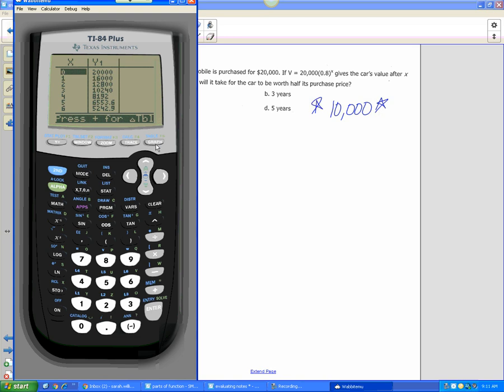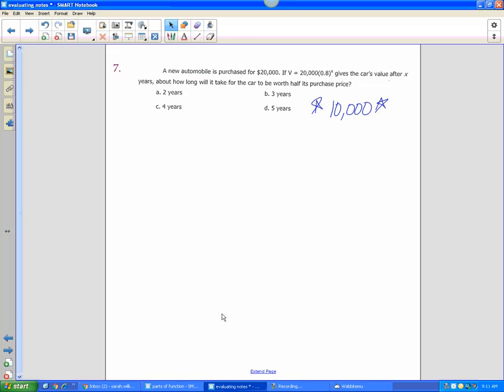So let's see what the question says. How long will it take to be half its purchase price? That's 10,000. So where is it closest to 10,000? 3 years. And it's not going to be exact. It's going to be close though. So 3 years. Took 3 years to be $10,000.